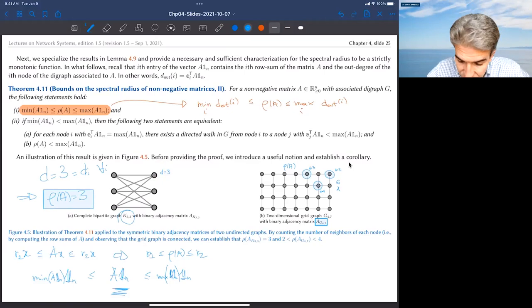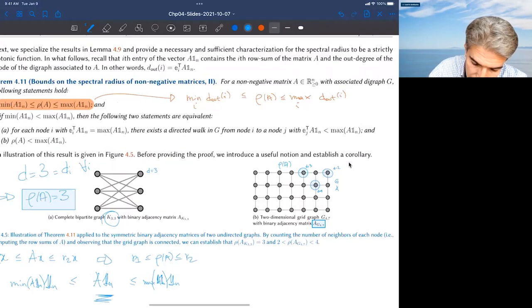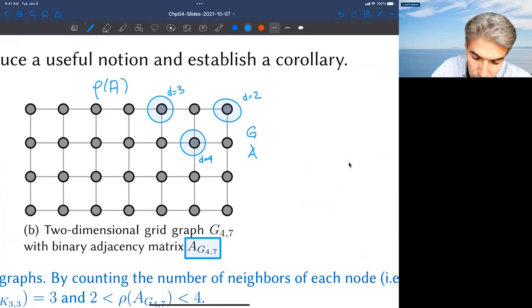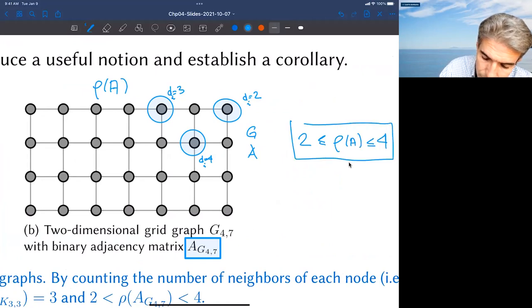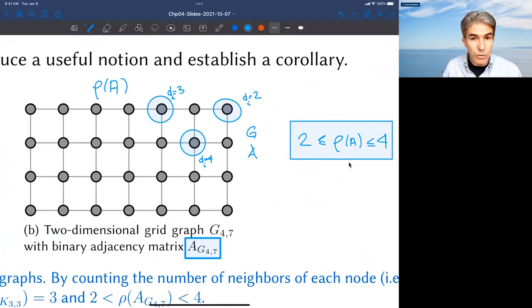Now, instead, for this graph here on the right, what do we know? Now we know that there are some nodes for which d_i is 3, 2, and 4. So now we know 2 is less than or equal to rho of A, which is less than or equal to 4. So this is fine. I get my 4 that I wanted. I have a regular grid, not a regular graph. It's not a regular graph because some nodes have degree 2, 3, or 4.